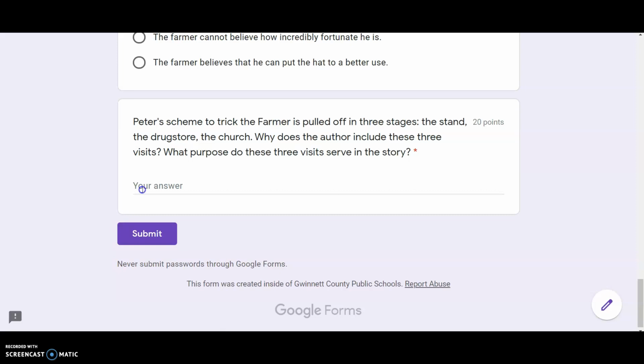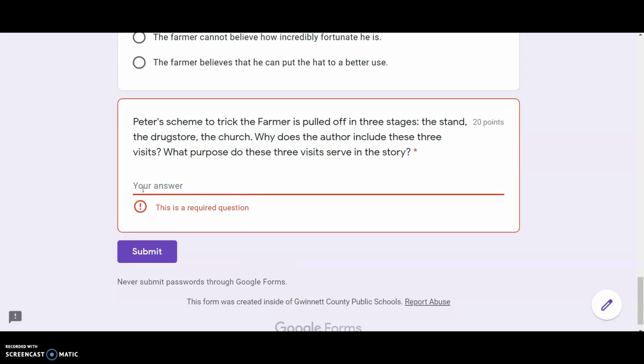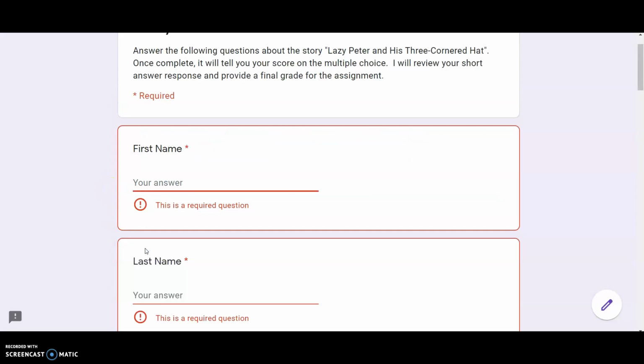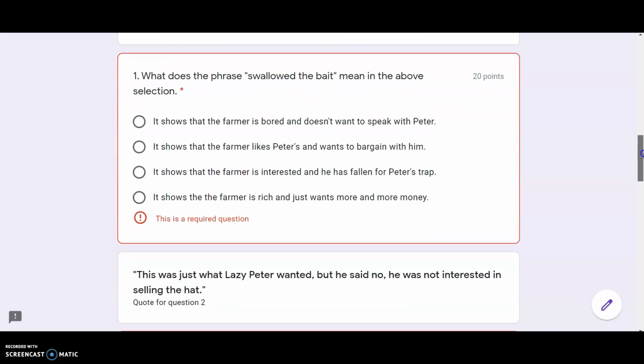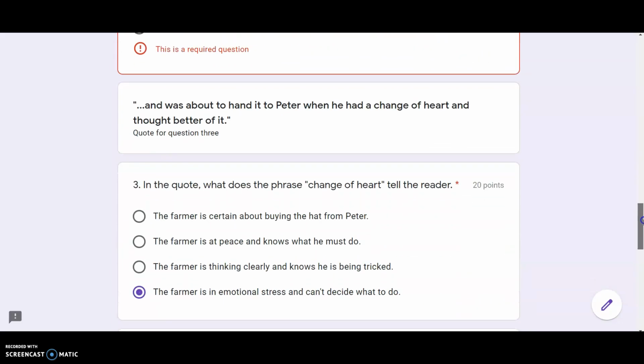Okay, so you are going to click and you're going to type your answer just like I am typing. And then when you are done, you need to make sure that you have an answer for every single question, or else your box will highlight in red and say this is a required question. When you're done, you are going to click your submit button. If there's something that is not filled in, it will bring you back to the questions in which you need to click an answer for.